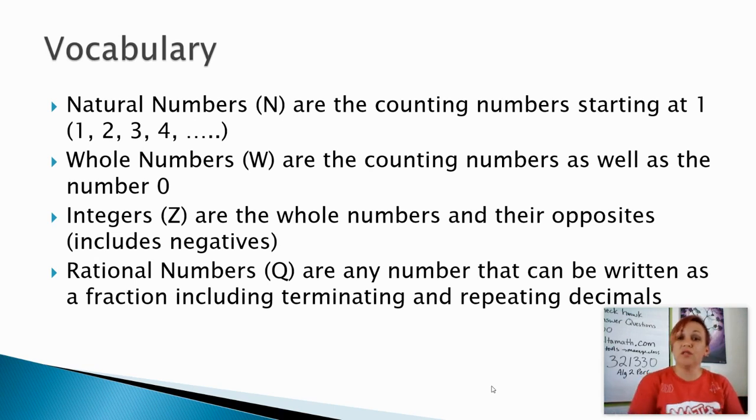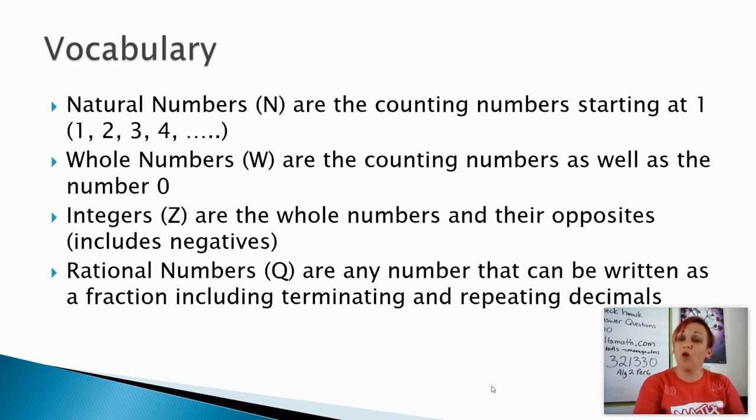It also includes all terminating decimals. A terminating decimal is a decimal that has a stopping point. It has a last number. For instance, 0.5 is a terminating decimal. The last number is 5. 0.137263975 is a terminating decimal because it has a last number. That can be written as a fraction.